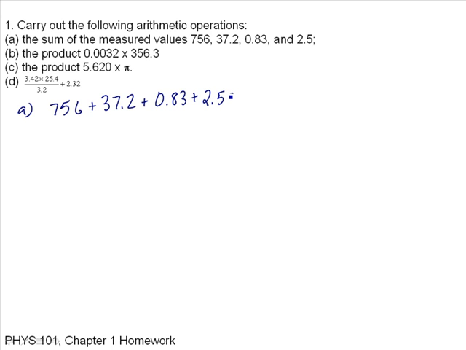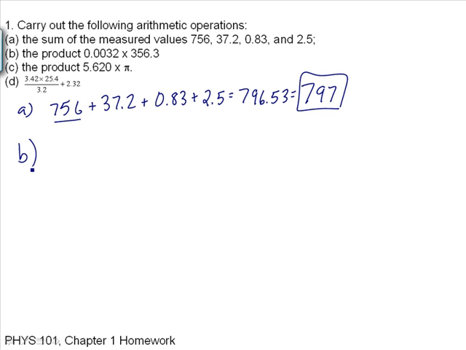Now if we put this in our calculator, we get 796.53. But when we're adding numbers, we keep the lowest number of decimal places. So here 756 has no decimal places, so the answer, rounding properly, is 797.